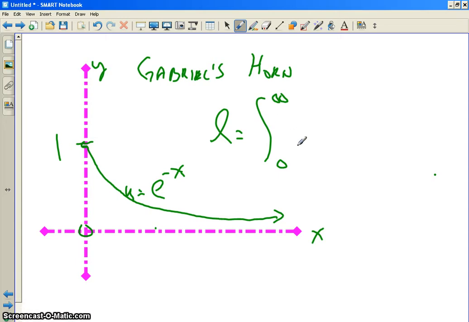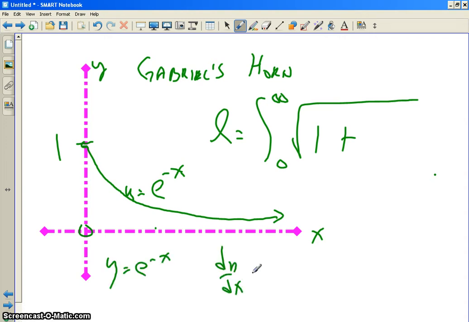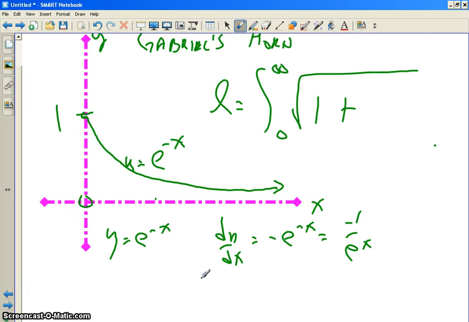Now, what are we integrating? The square root of 1 plus this thing's derivative squared. Well, if y is e to the negative x, what's dy dx? Negative e to the negative x. Remember, we know the derivative of e to the u is e to the u, du, negative 1. All right, isn't that negative 1 over e to the x, by the way? All righty, so what's that squared? What's dy dx squared? Square it. Negative 1 times negative 1 is positive 1. E to the x times e to the x is e to the 2x. Okay, that's what I'm integrating.